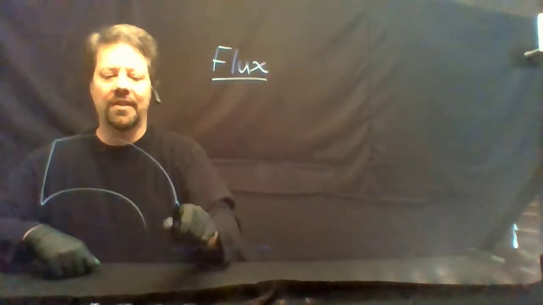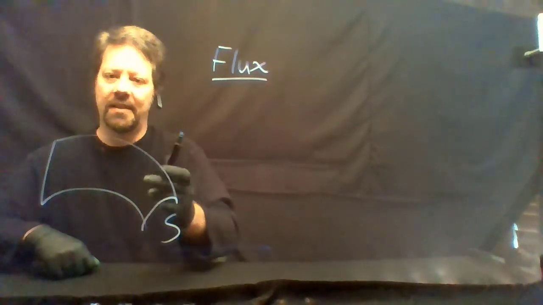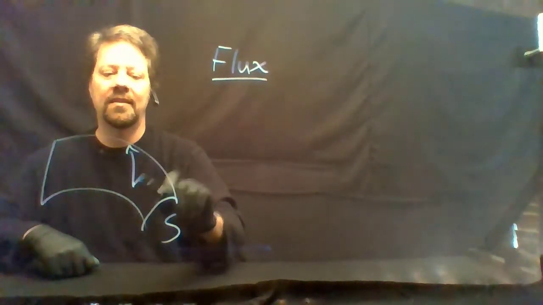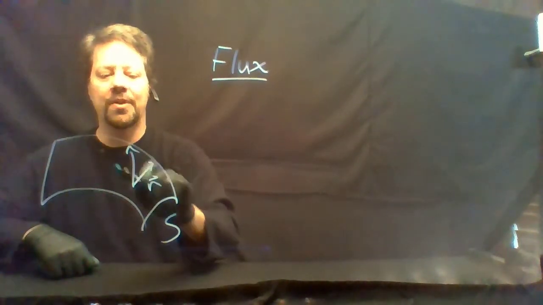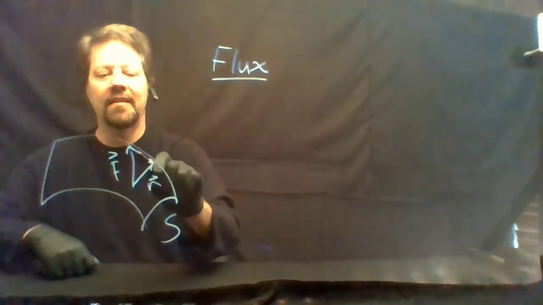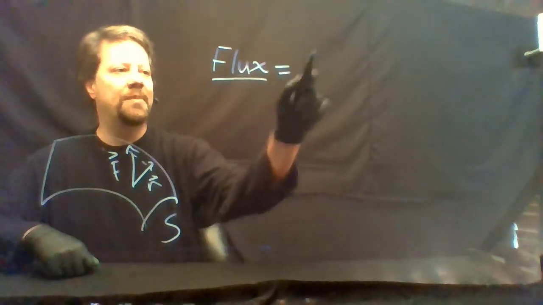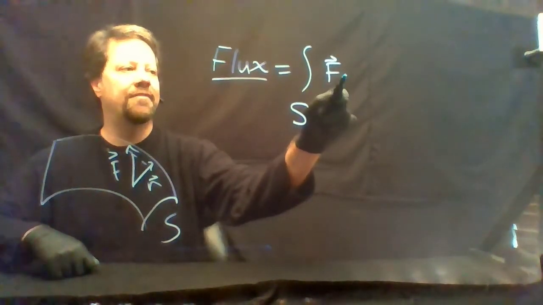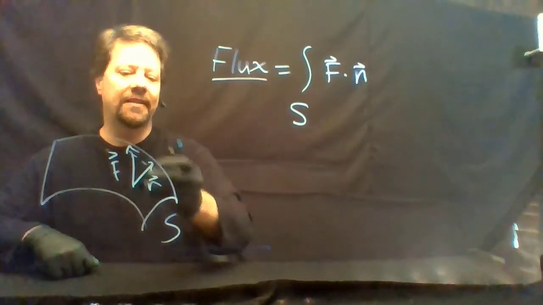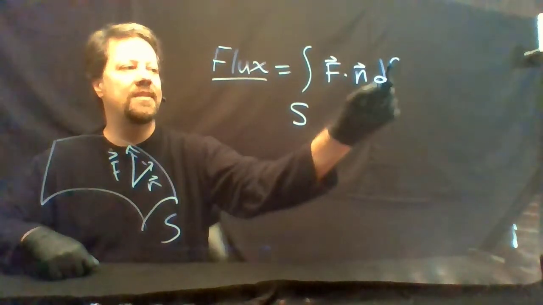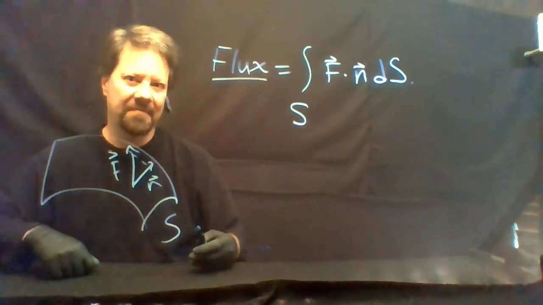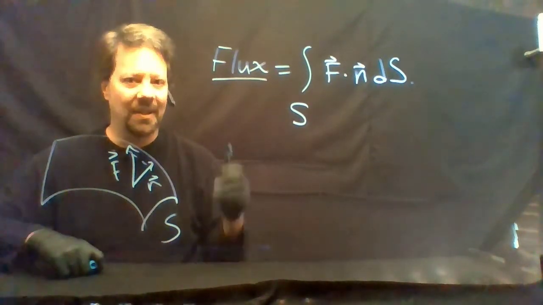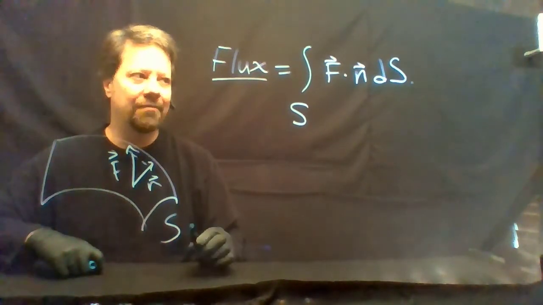It doesn't have to be across a closed surface, it could just be across a piece of surface. We could have a vector field that's going up across. Again, we only look at the normal portion of that vector field. So the flux will be the integral across that piece of surface, F dot the unit normal vector to the surface, times the element of surface area.